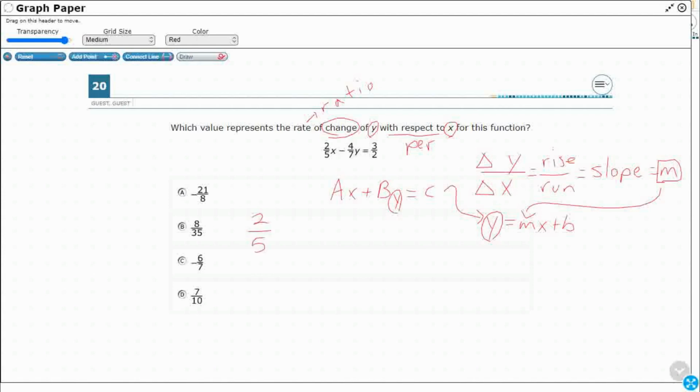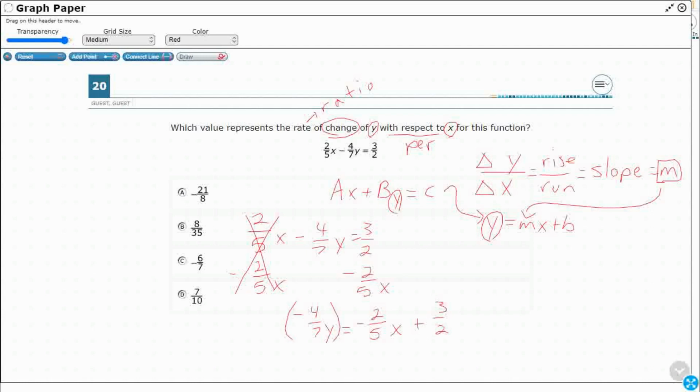All right, so let's write this out here. 2/5 x minus 4/7 y equals 3/2. All right, so if I've got a positive 2/5 x, I'm going to subtract 2/5 x from both sides. Now those are not like terms, so I can't really subtract those. Right, so I'm going to get negative 4/7 y equals, let's go ahead and put our x first, negative 2/5 x plus, that's still a positive 3/2.